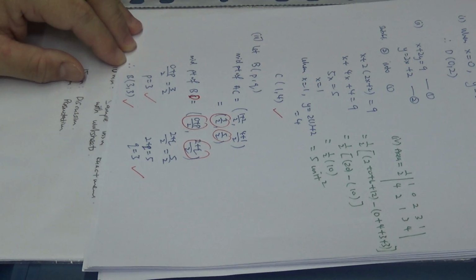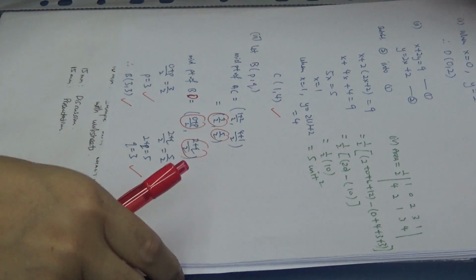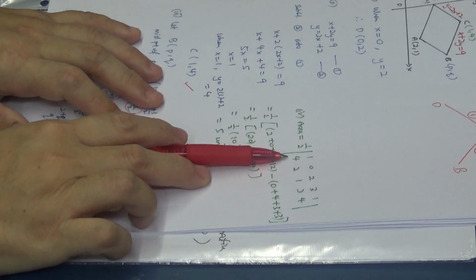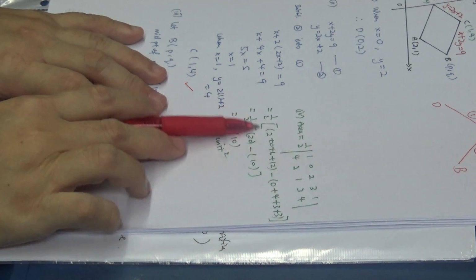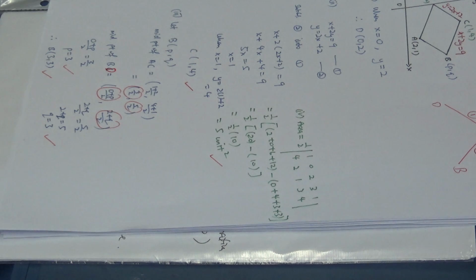Last part. Hence, find the area of the rhombus. Now, we already know all the 4 coordinates of the 4 corners. So we just apply the area formula. Remember, you start and end at the same point. So I apply the formula. I will get 5 unit square for example 13.